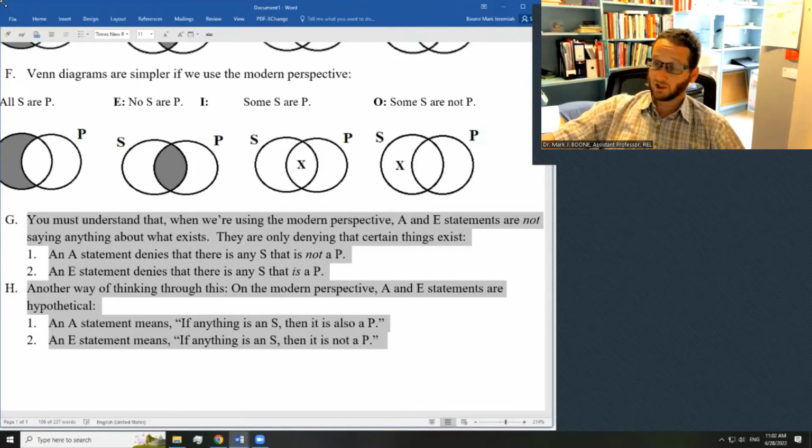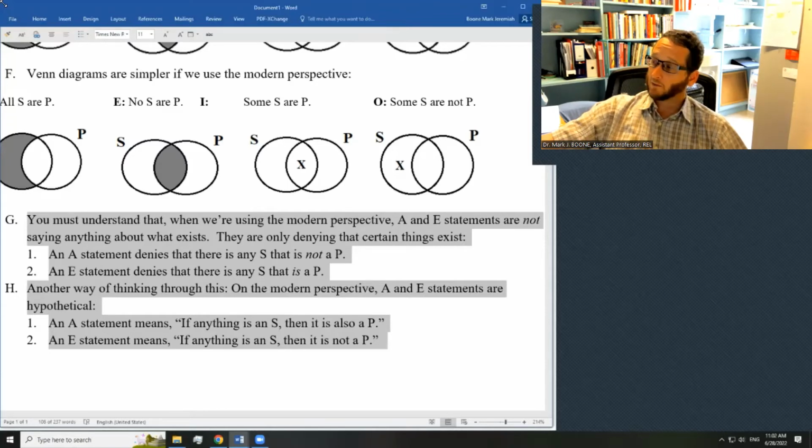So the only issue is whether it's also an affirmation that such things exist. If you think it is, then go back to videos on existential import and learn what to do if you have an Aristotelian position. But for now, we are working with the modern position. We're saying that an A statement denies that there's an S that is not a P, and that's it.